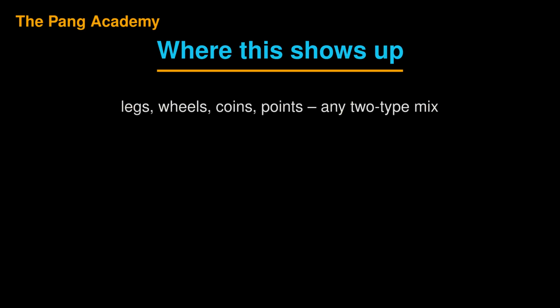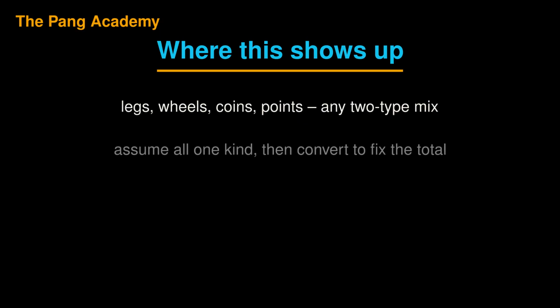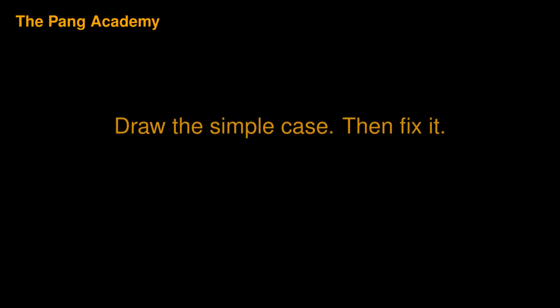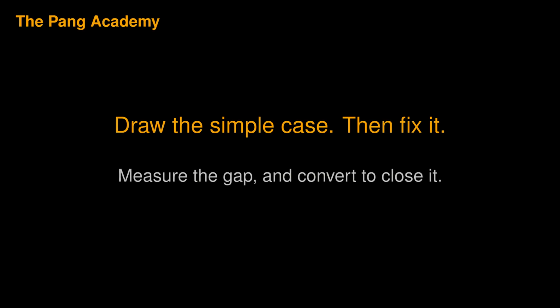This picture trick cracks a whole family of puzzles. Legs and wheels, coins of 2 values, right and wrong answers. Anytime 2 kinds of thing are mixed and you know a total, assume all one kind, then convert to close the gap. A drawing you can actually count beats a formula you cannot quite remember. So when 2 things are tangled together, draw the simplest case, count how far it falls short, and convert one type into the other to close the gap.